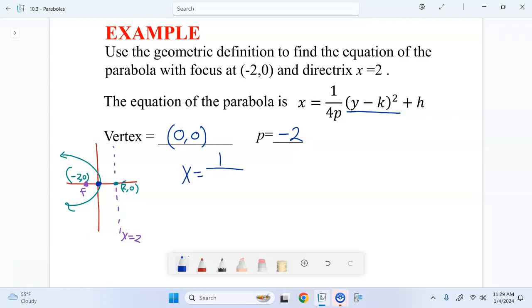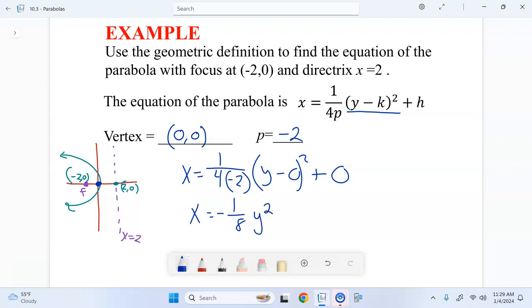X equals 1 over 4. What's my p-value? Negative 2. Y minus, what's my k value? 0. What's my h value? Also 0. So we get negative 1/8 y squared. So when we're on the origin, we won't have much plus or minus because vertex is 0, 0. But on the next one, we're going to move off the origin. We're going to have a vertex somewhere else.